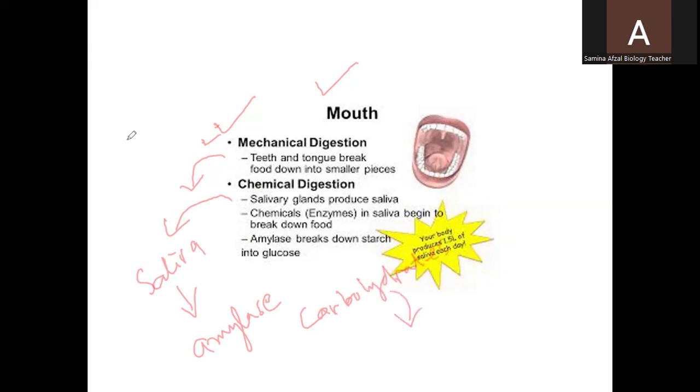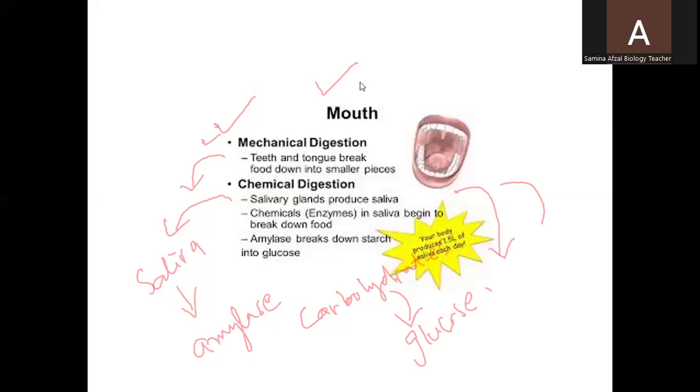into glucose. So these enzymes which are present in the salivary glands, they digest the carbohydrates or starch into glucose molecules. So in this way, you can say most of the carbohydrates are digested in the mouth. So both types of digestion take place in the mouth, that is mechanical digestion and chemical digestion as well.